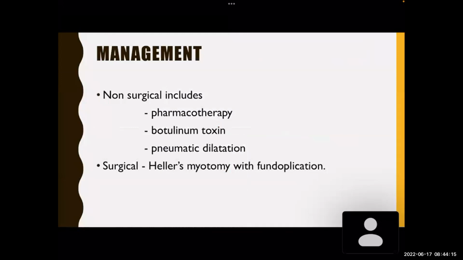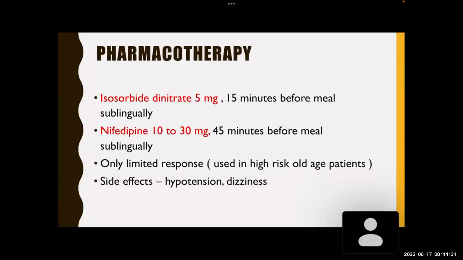So, let's come to the management part. Management involves non-surgical management, which involves pharmacotherapy, botulinum toxin, and pneumatic dilatation, and surgical, as we all know, laparoscopic Heller's myotomy with fundoplication is the gold standard procedure for achalasia cardia right now. In pharmacotherapy, we can start with isosorbide dinitrate, 5 mg, 15 minutes before each meal, given sublingually. Or nifedipine, the calcium channel blocker, 10 to 30 milligram, 45 minutes before meal sublingually. All these give only a limited response. Basically, these pharmacotherapies are used in high-risk old age patients in whom surgery is contraindicated.